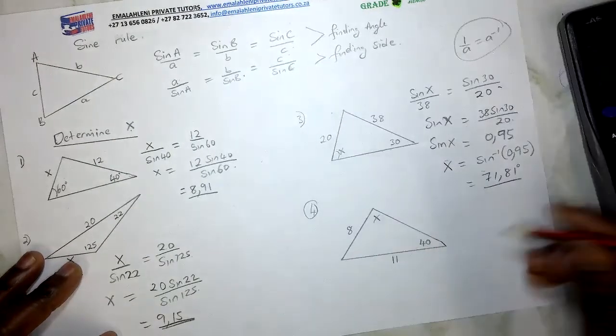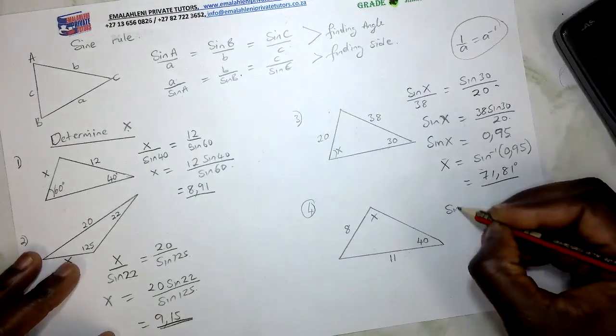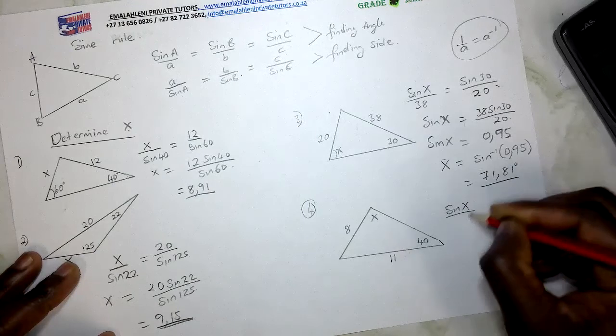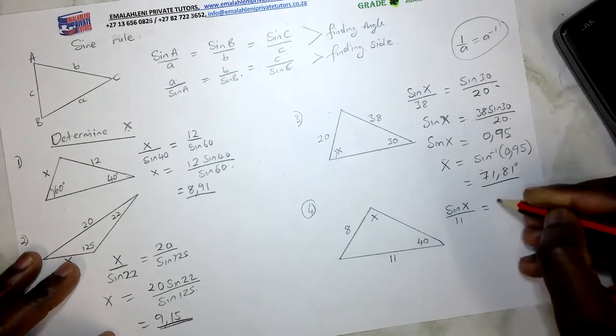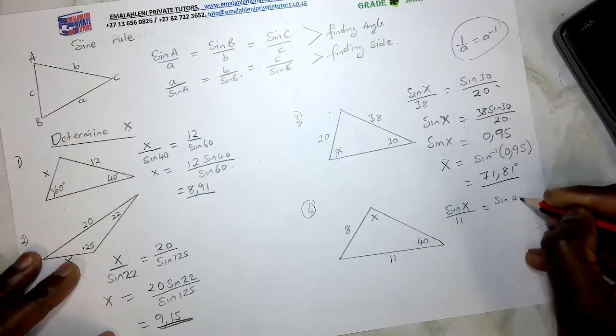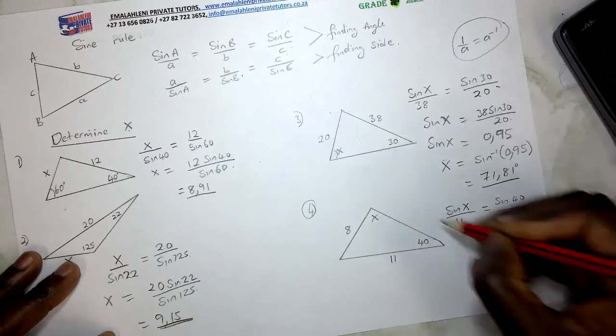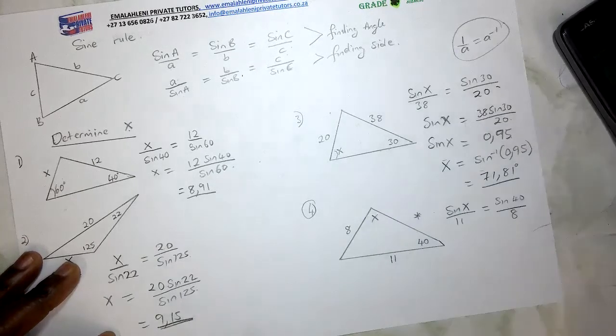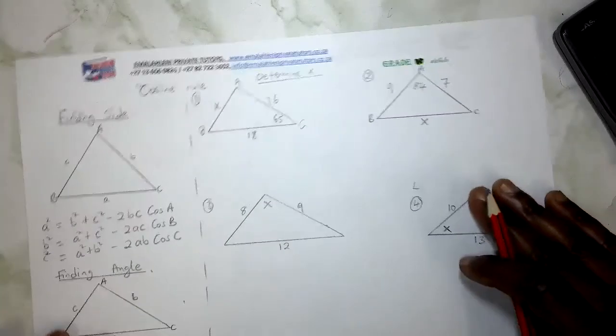Then let's see here what we're going to do. We're going to say sine x over 11 is equal to sine 40 over 8. And I'll leave this one for you to calculate, okay? Now let's move on to the last slide, cosine.